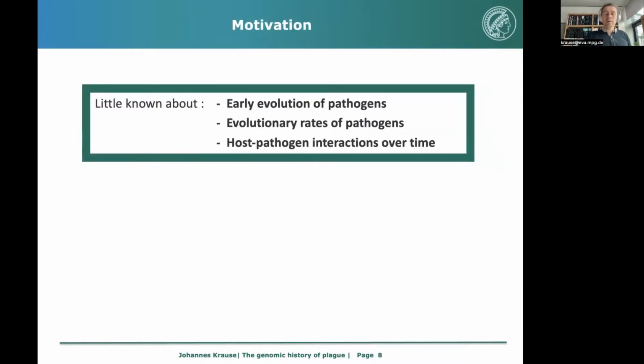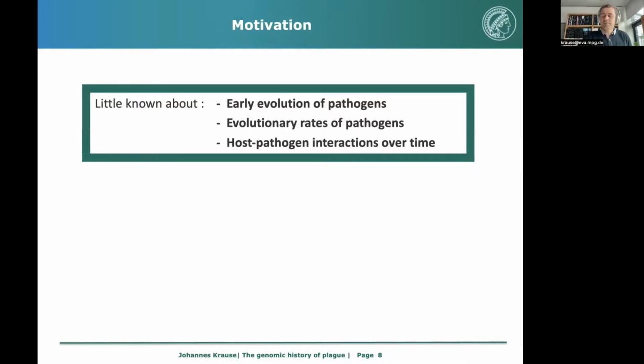So therefore, infectious diseases are still a very important topic. However, as we have also seen the last 2 years in the corona pandemic, we know surprisingly little about the origin, about the evolution, about how fast they change through time, what the mutation rate is, the interaction between host and pathogens. So how do they adapt to humans? How does an animal pathogen become a human pathogen? What happens within the human genome? Do humans also adapt to those pathogens over time?